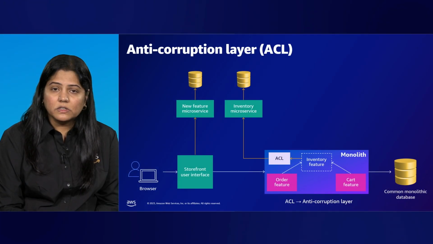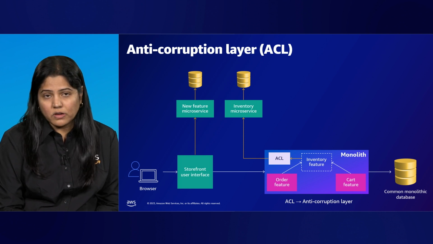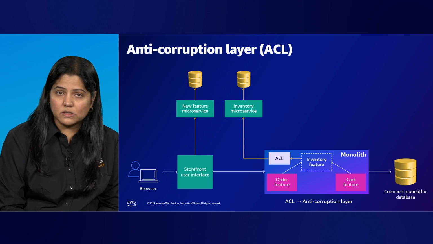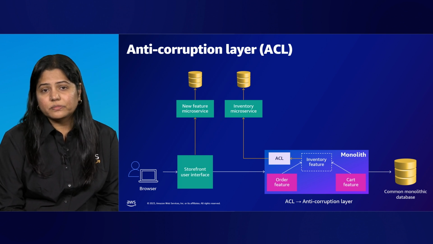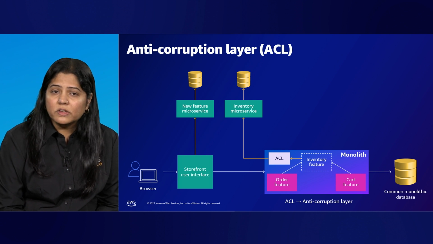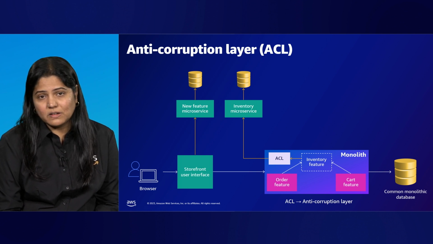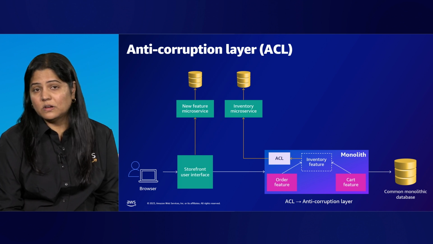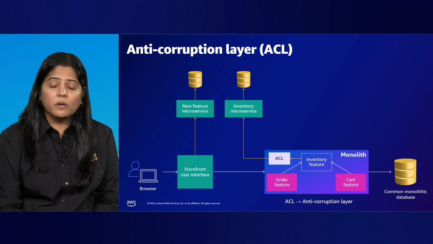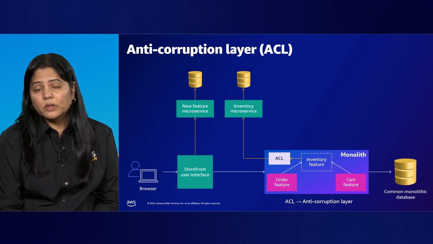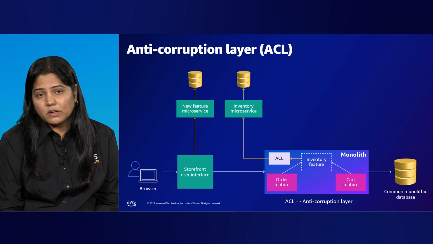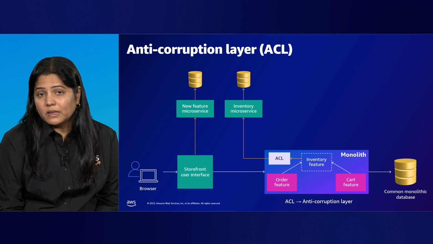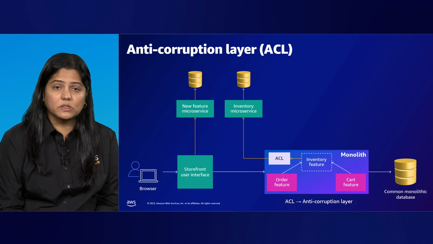The order and cart features will still call the skeleton of the inventory feature inside the monolith, and the call will be routed to the inventory microservice through this anti-corruption layer. You may wonder why the order feature cannot call the inventory microservice directly. You should remember that we are trying to reduce regression and business disruption here. So we do not want to amend the implementation of the order feature. Order feature should still call the inventory feature without being aware of the microservice migration. This loose coupling is required to reduce the regression issues.